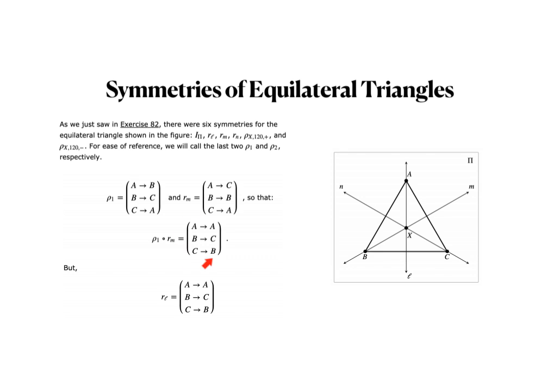If you compare this mapping, you should see that this composition is the same as if I had just reflected over line L. So when we compose two of these together, we can get a mapping that may be achieved in a totally different way.